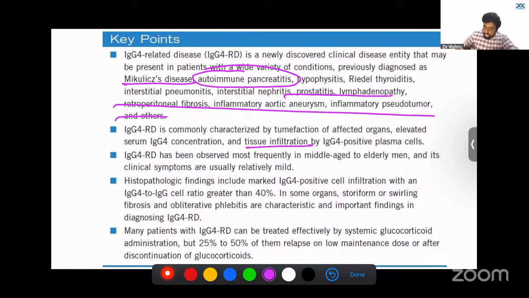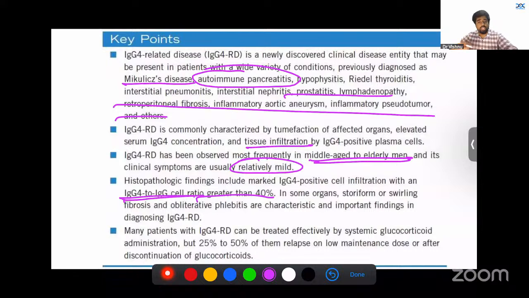So this has been frequently observed in middle-aged to elderly men, and its clinical symptoms are relatively mild with good response to steroids, and the IgG4 to total IgG ratio is usually more than 40%. This is one of the indicators. So you have obliterative phlebitis, you have storiform fibrosis, and fibroinflammatory infiltrates, tumefaction, all of these are there. So they can be treated effectively, they have a good response, but 25 to 50% will relapse.